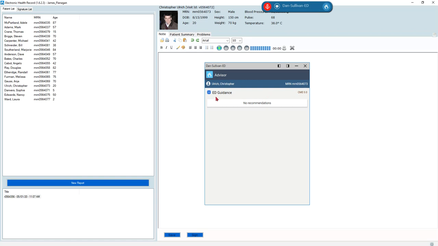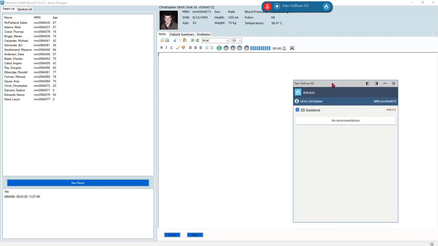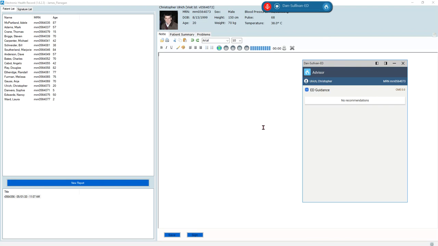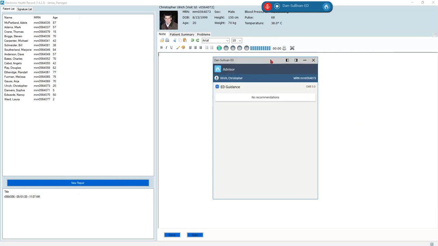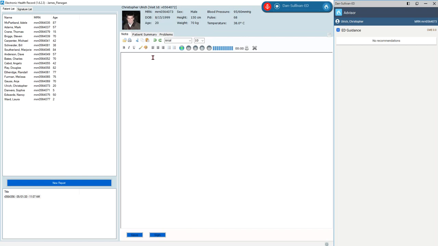ED Guidance lives inside of Nuance's Dragon Medical Advisor and evaluates your medical record real-time during the patient encounter, offering guidance focused on improving diagnostic certainty, reducing medical errors, and keeping our patients safe. ED Guidance works with all of the popular electronic health records. It lives outside of and communicates with your electronic health record. You may place it in any location that's convenient for you. You can float it. I like to put it on my second monitor. Let's dock it right for this presentation.